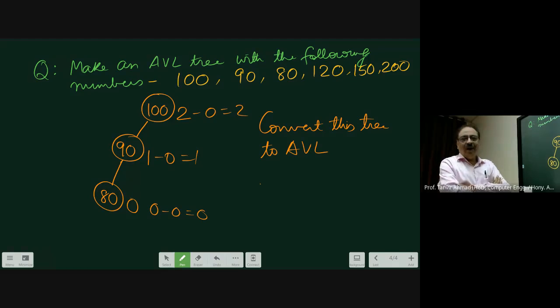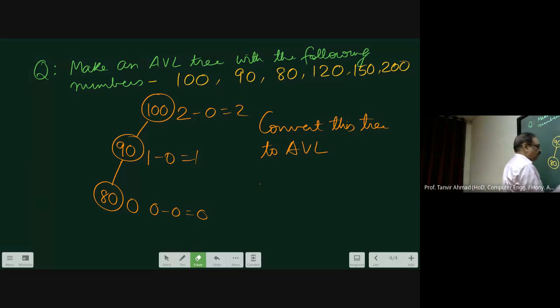Now, how to do this? Try to understand it very well, how I am going to convert it. Once I get this tree, what I do is that I calculate the balance factor. The balance factor you got is perfectly correct, and this was the balance factor calculated by you.